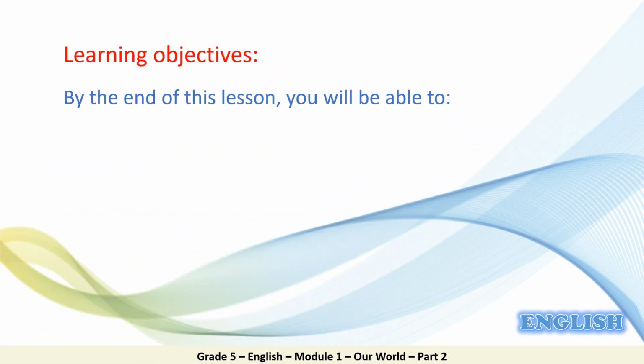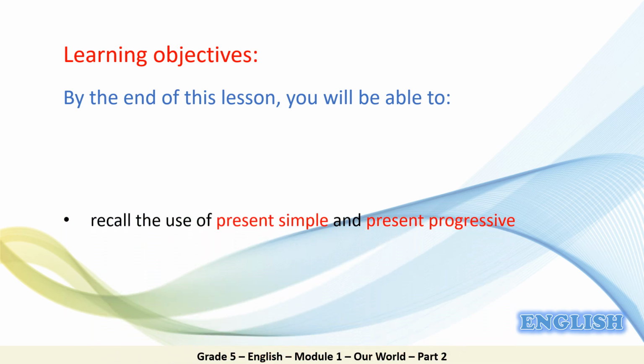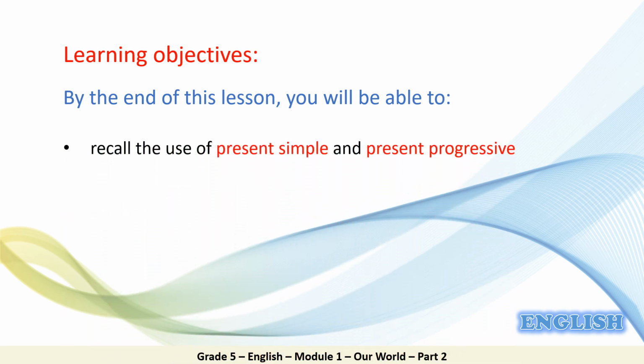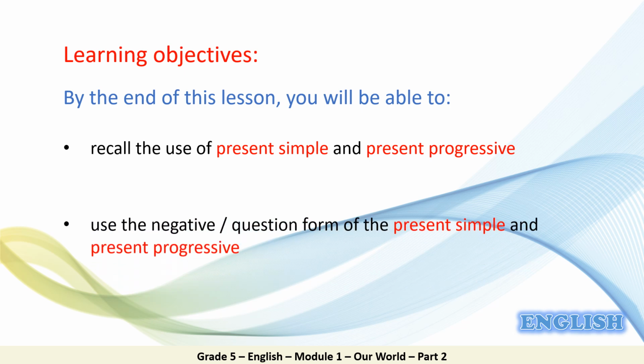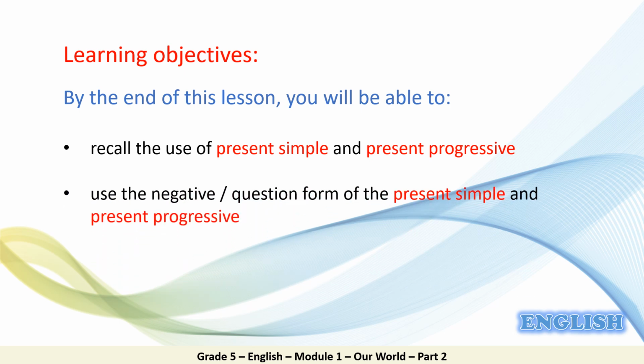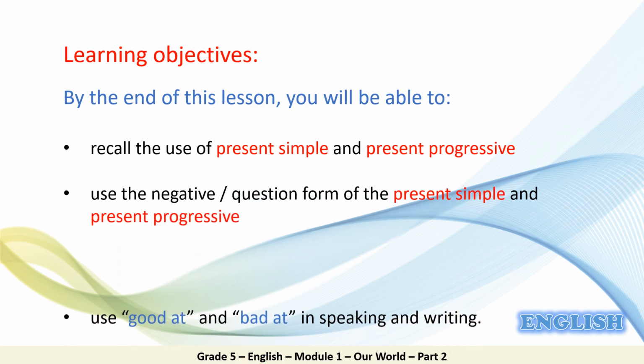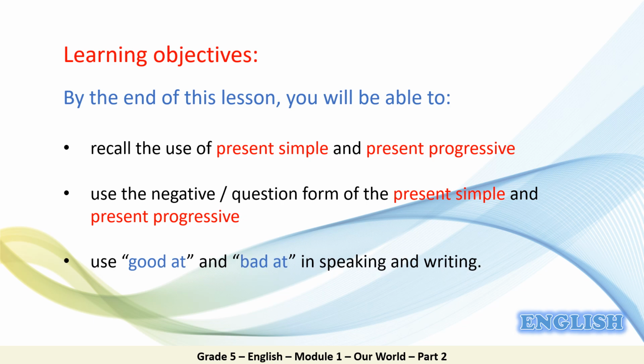Let's take a look at our learning objectives for today. By the end of this lesson, you will be able to recall the use of present simple and present progressive, use the negative and the question form of the present simple and the present progressive, use good at and bad at in speaking and in writing.